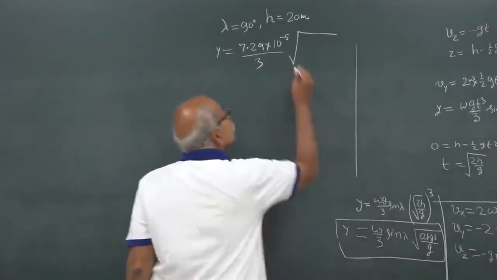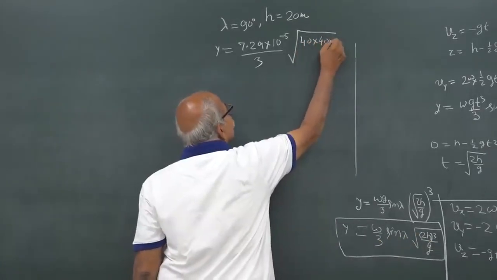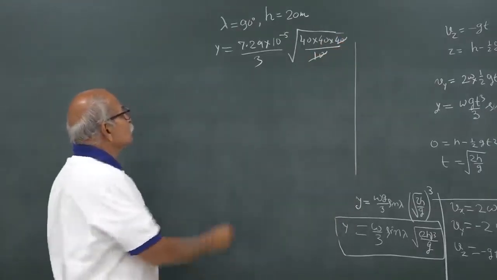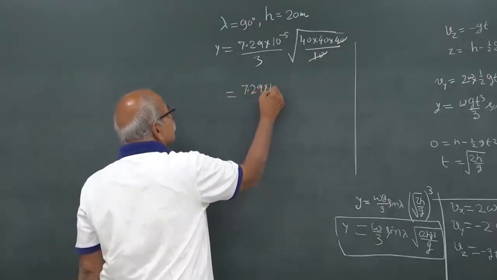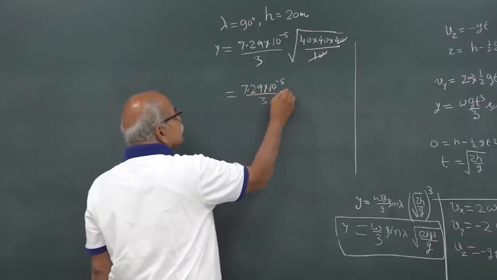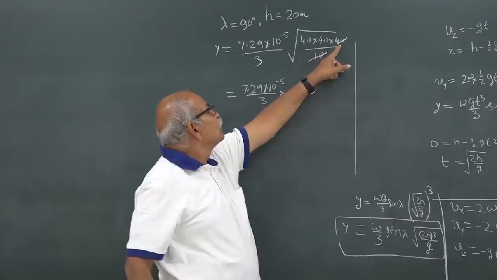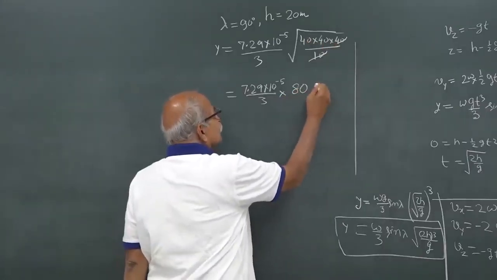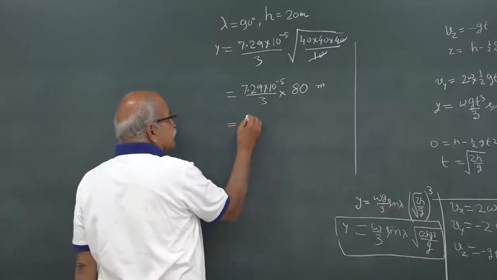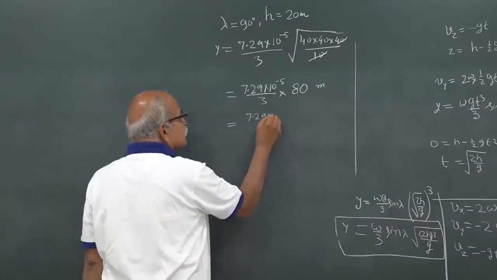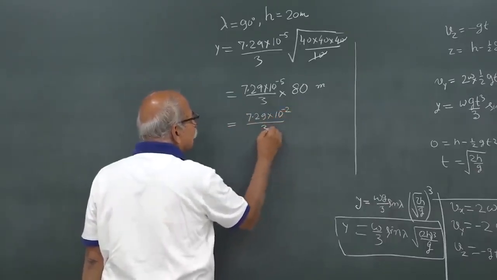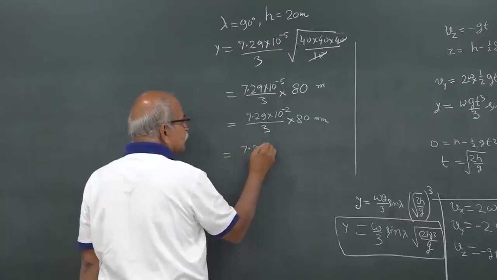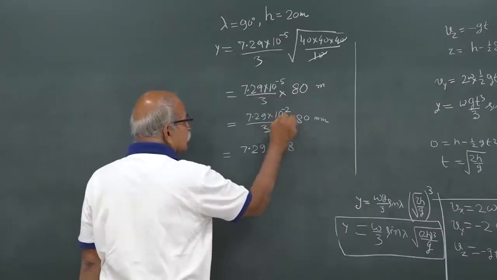So, this is 40 cube. So, 40 into 40 and into 40 and divided by g, which is 10. So, it is 7.29 into 10 power minus 5 divided by 3 into 4 into 4 into 4. So, 16 and then 64 and 00, 64 00, so 80 meters. If I write in millimeters, it will be 7.29 into 10 to the power minus 2 by 3 and 80 millimeters. So, that will be 7.29 into 0.8, and divided by 3.